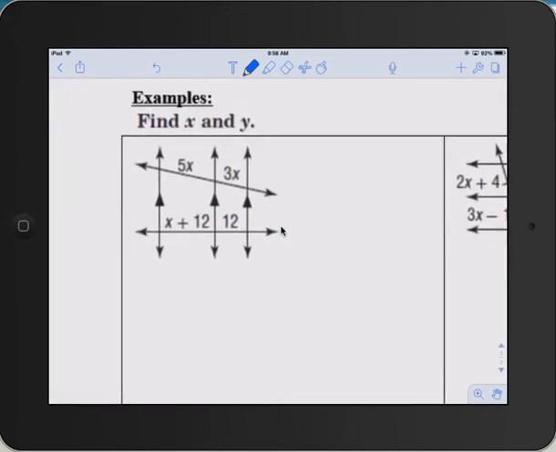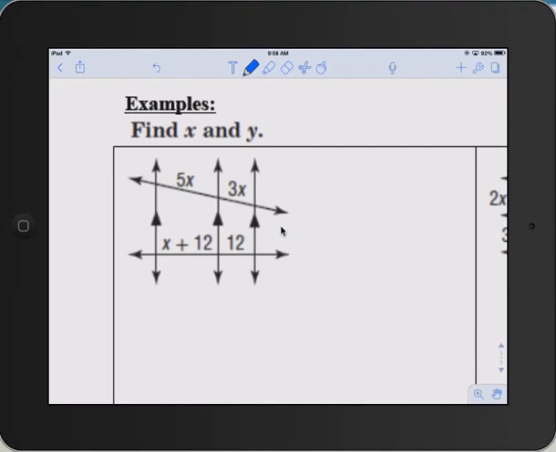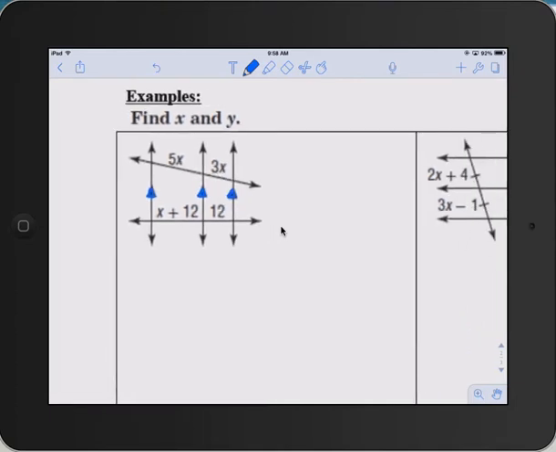Okay, so for this one it says find x and y. And so again, you want to pay attention to the fact that you're given parallel lines there. There are 2 different ways you can set this up. You can just say on the one transversal, 5x is to 3x, as on the other transversal, x plus 12 is to 12. So 5x is to 3x as x plus 12 is to 12.